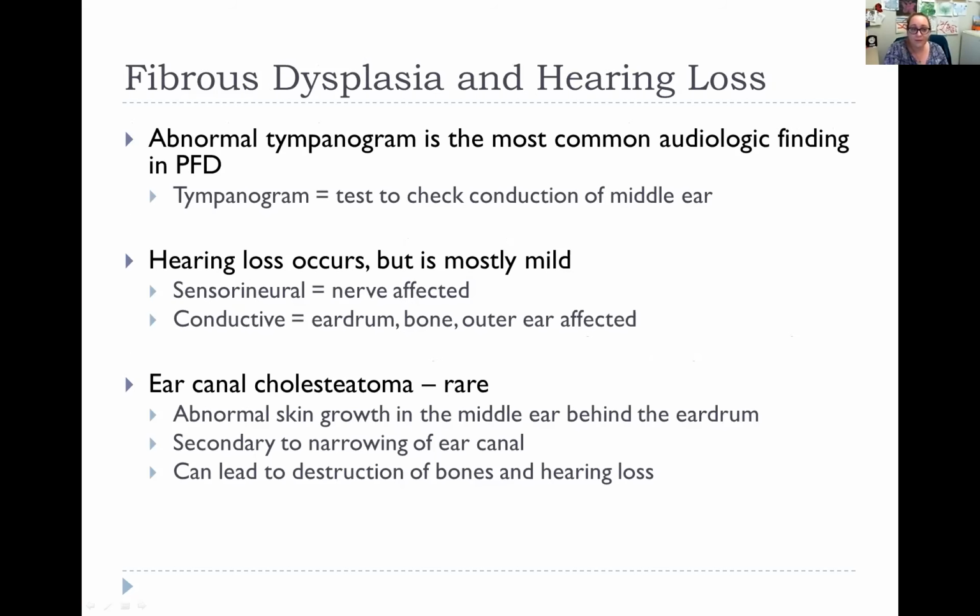So just to talk about fibrous dysplasia and hearing loss, changing gears a little bit, an abnormal tympanogram, which is like an audiogram to test for conduction of the middle ear, is the most common audiologic finding in polyostotic disease. And we know that hearing loss does occur, but it is mostly mild. Sensory neural means that the actual nerve is affected, but in the vast majority of cases, it's considered conductive hearing loss, which is where the actual eardrum, or in this case, the bone is affected and is what is causing abnormal hearing. Ear canal cholesteatoma is a very rare complication, but has been reported in subjects who have fibrous dysplasia of the temporal bone. It basically is an abnormal growth behind the eardrum and is a result of secondary narrowing of the ear canal, and unfortunately can lead to destruction of bones and hearing loss.